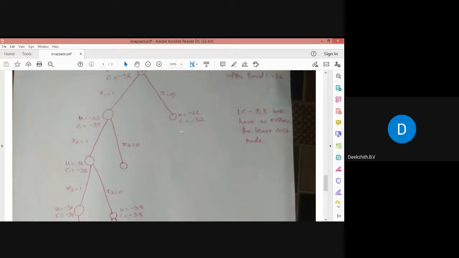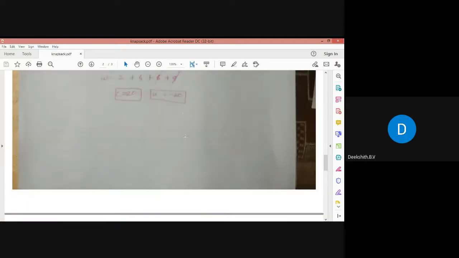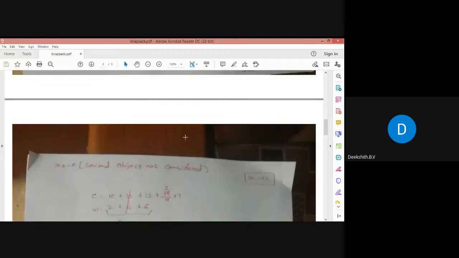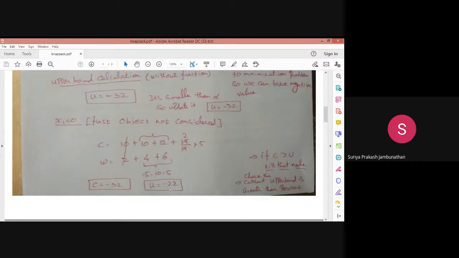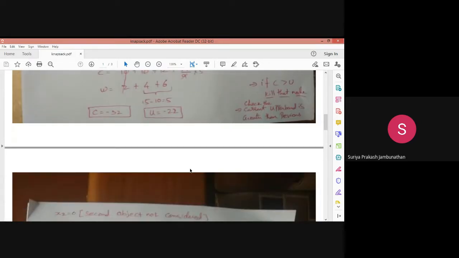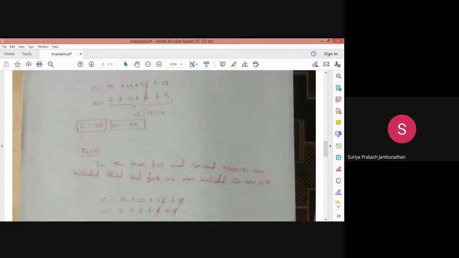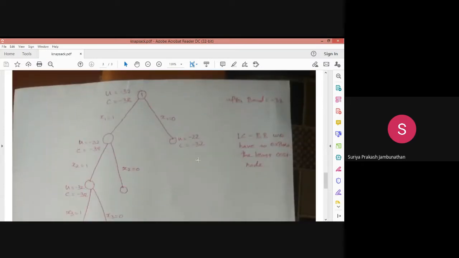Next, what we are doing? No, minus 22. No? Yeah, minus 22. Minus 22 and minus 32. Minus 32. Cost is minus 32. Upper bound is minus 22. That only I substituted here.